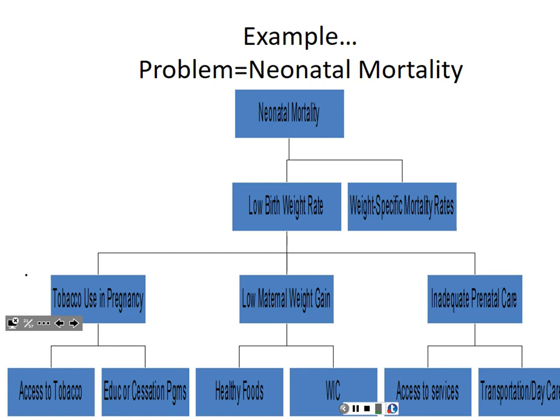So how do we come up then with objectives for our intervention? So we've analyzed our problem for its risk factors. We have determined that we want to intervene with this determinant, low birth weight rate, not weight-specific mortality rates. Now we have to develop objectives addressing each of those factors. How do we go about doing that?